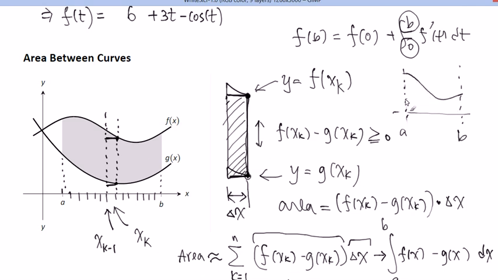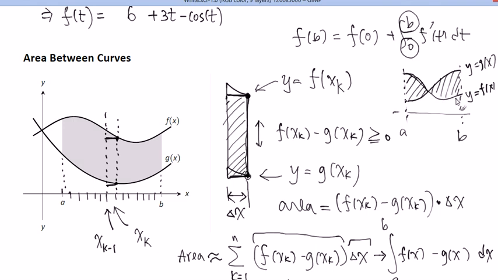G of x at the beginning was below. This is f of x, y equals f of x. The curve below was there, but in the middle they cross each other. Y equals g of x, right? So up to here, f of x is at top, but after that point, f of x is below. So if you want the area in between these two regions, we're probably talking about this area here, right?